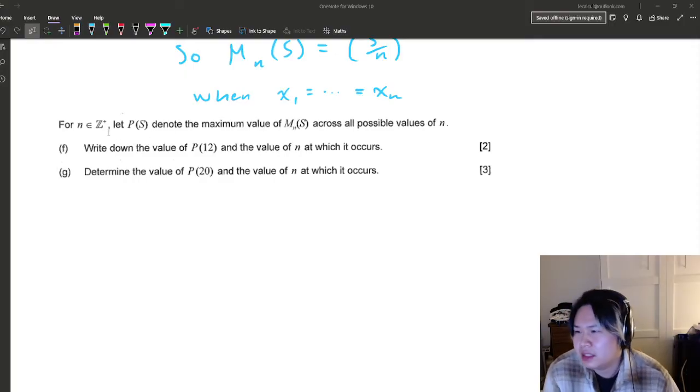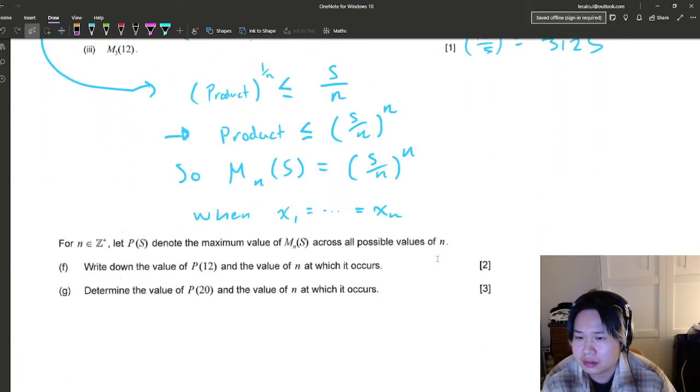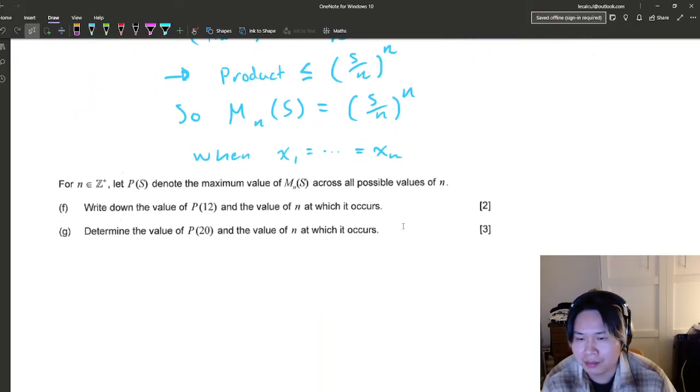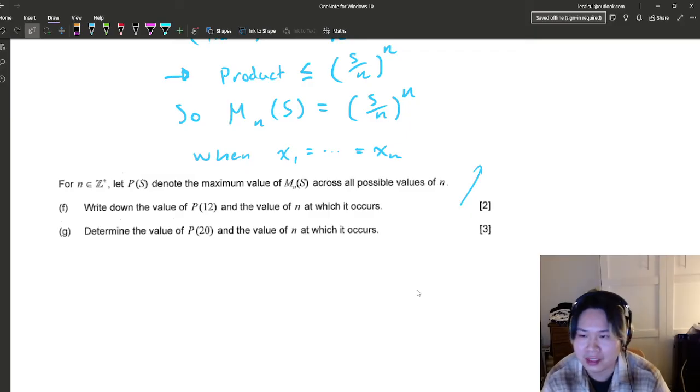Okay. Now, P_s is the maximum value across all of the n's. So now it's like the biggest one for a certain amount of numbers. Write down the value of P12 and the value of n at which it occurs. So basically, you're just trying to find a maximum value for this.